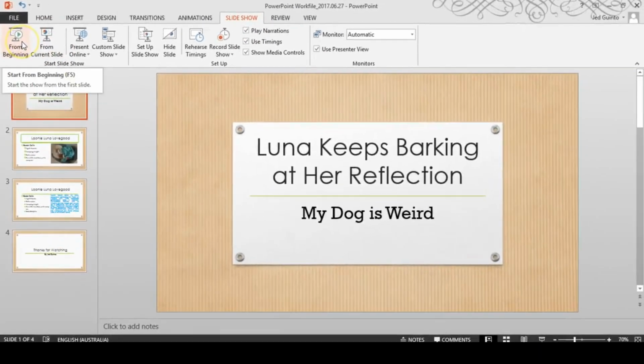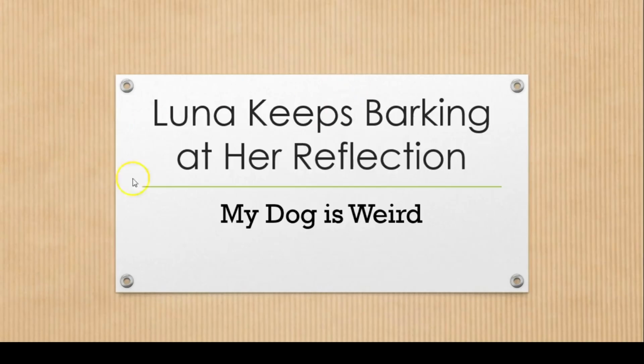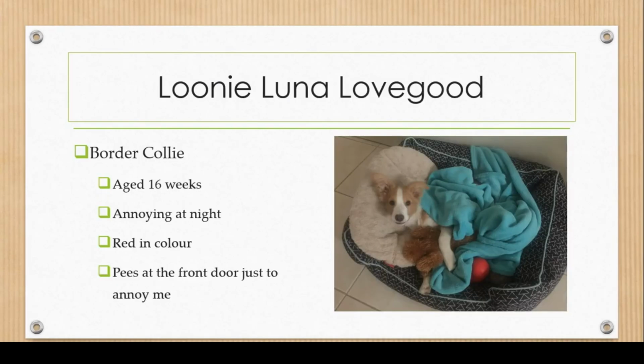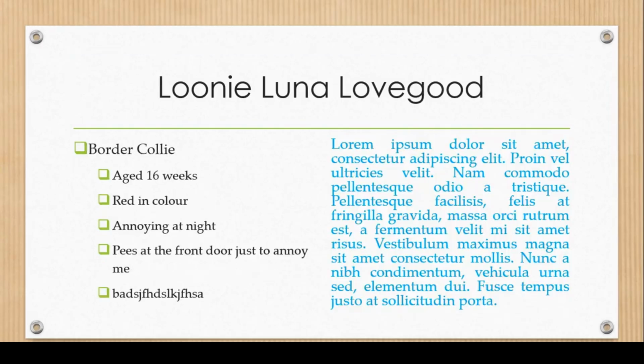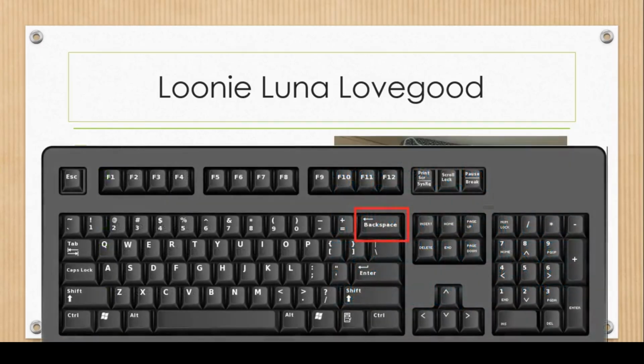When you play from Beginning, it's going to show your presentation from the beginning. To go left and right, you can press any key on the keyboard, really. I usually press space, just because it's the biggest button, and it goes through your slides. If you ever need to go back, you press backspace, and that allows you to go backwards and forwards.